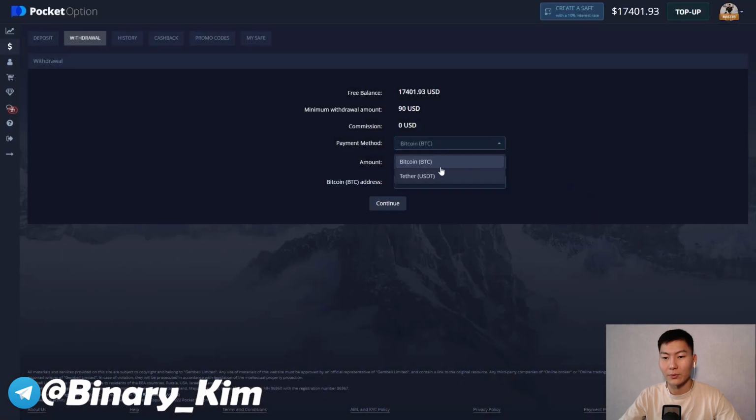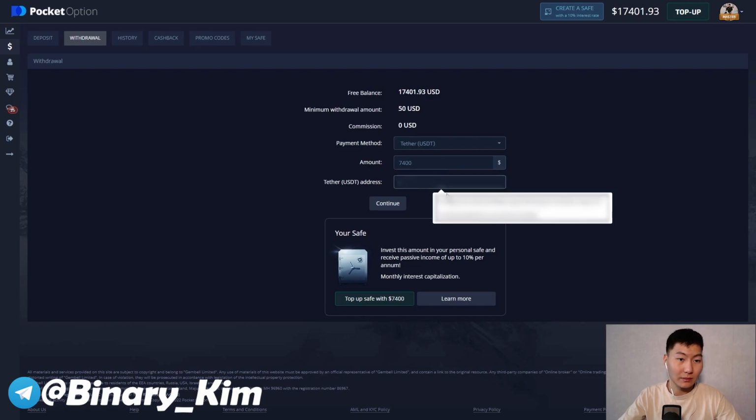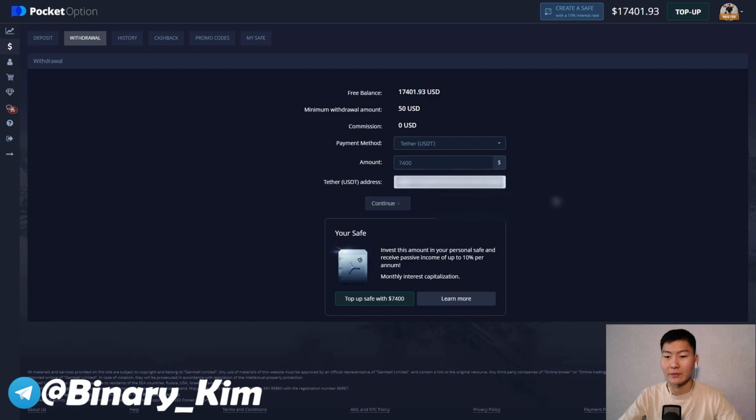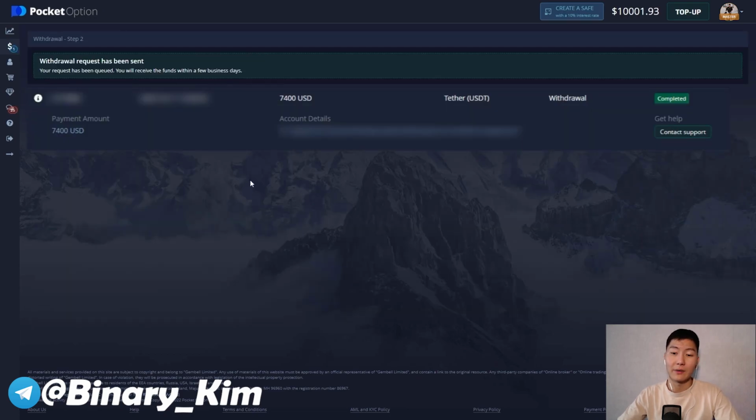Let's withdraw, I guess, $7,400. My address, and press the continue button. Our transaction is being processed. I will attach the screen where it's done as usual.